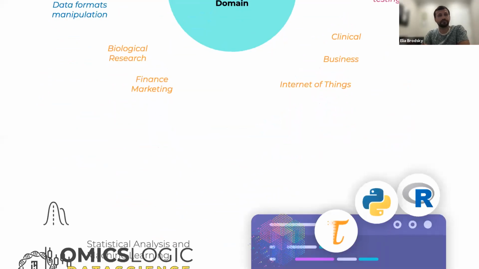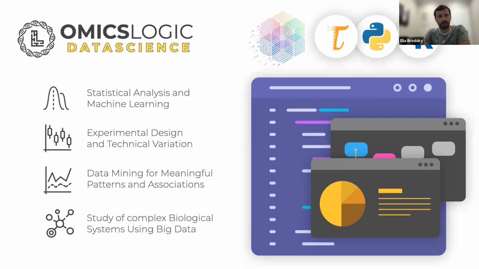The program itself will cover some introductory material on statistical analysis and machine learning. We will discuss how that plays a role in experimental design. So how do we analyze data to spot real signal and differentiate it from technical variation? We will talk about data mining and what it means to mine data for patterns and find associations that might be meaningful, and how to also test those associations. Then we will talk about the complexity of biological systems and how that applies to the different types of data that are available and that we will use as examples in this program.